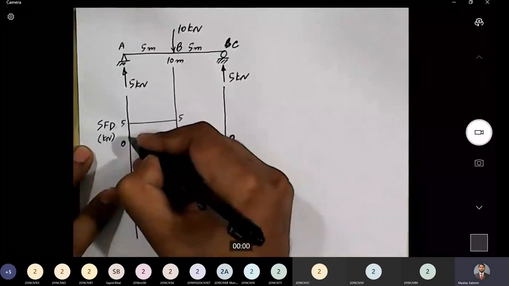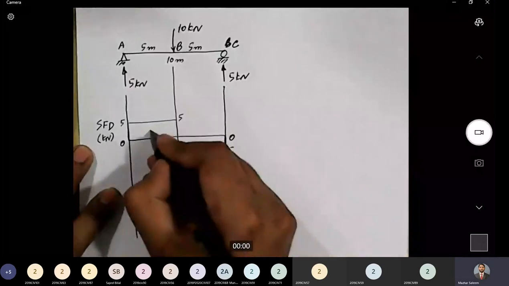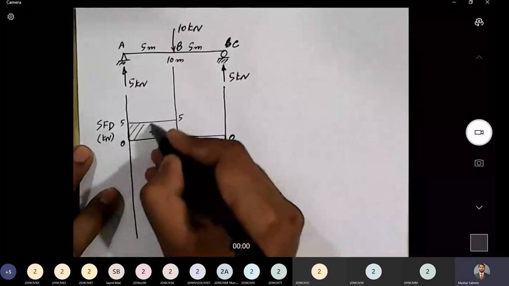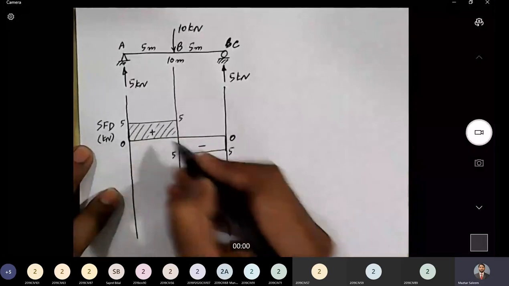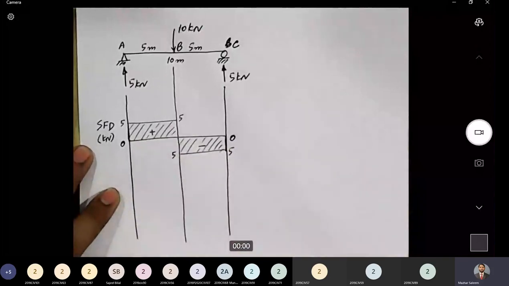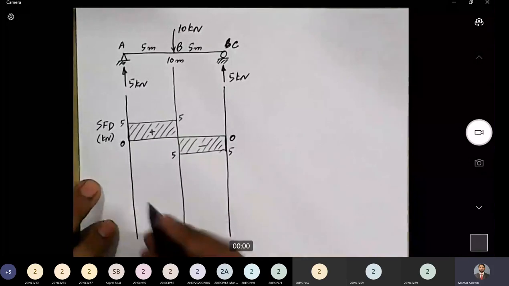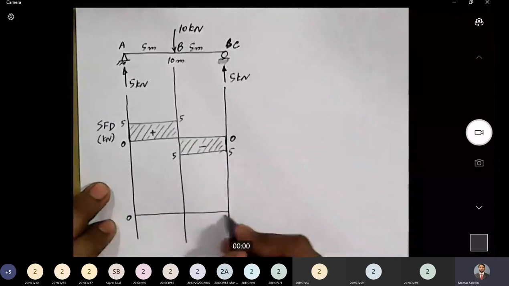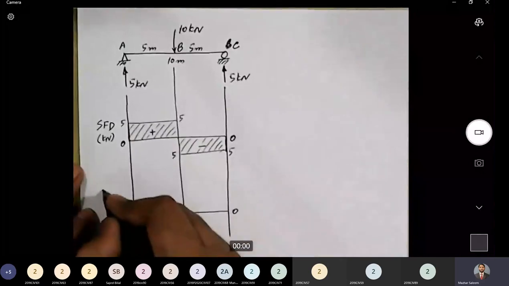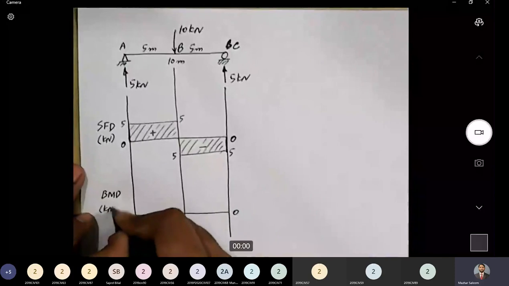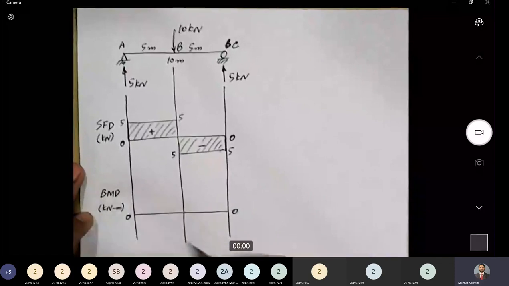Similarly, we have a 5 kilonewton reaction here. So this part of the shear force diagram is positive and this part is negative. This is the shear force diagram for the simply supported beam. Now let's draw the bending moment diagram. 0, 0, and we are going to draw the bending moment diagram, and the units will be kilonewton meter.